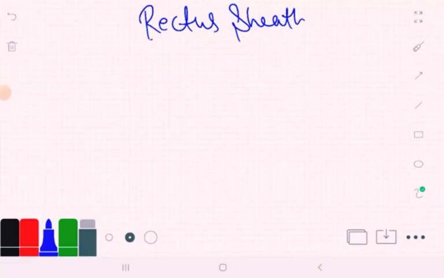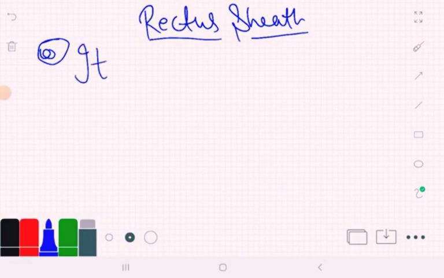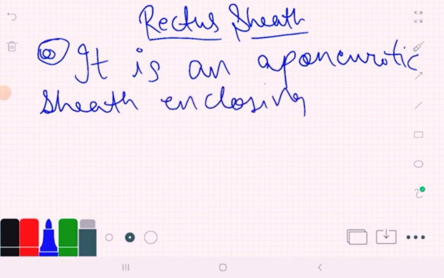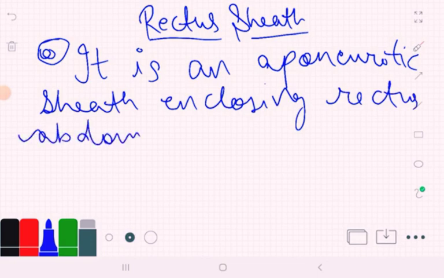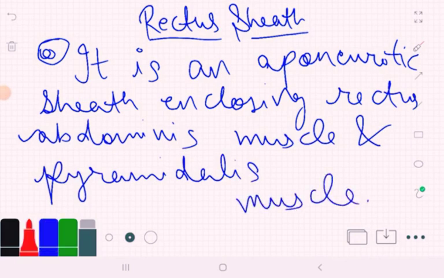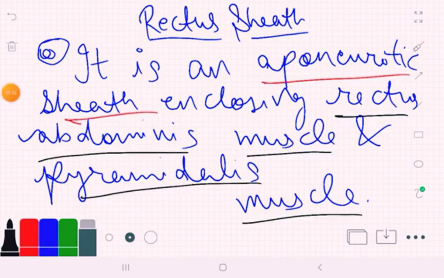Today we will learn about an important topic of abdomen anatomy, rectus sheath. Rectus sheath is an aponeurotic sheath enclosing rectus abdominis muscle and pyramidalis muscle.